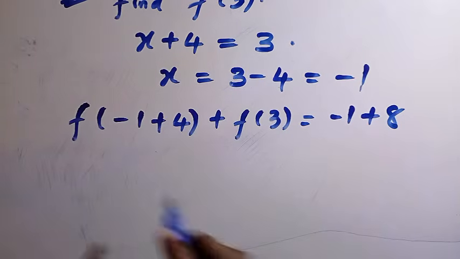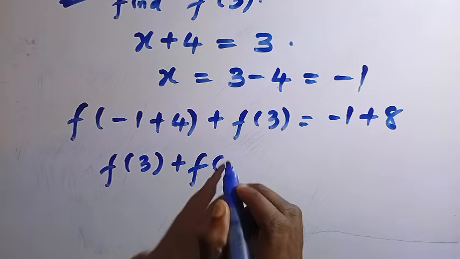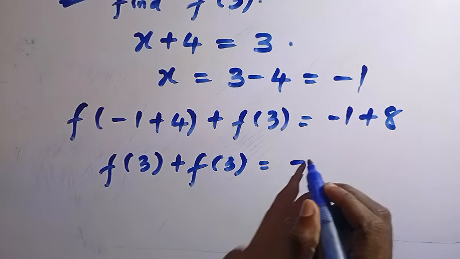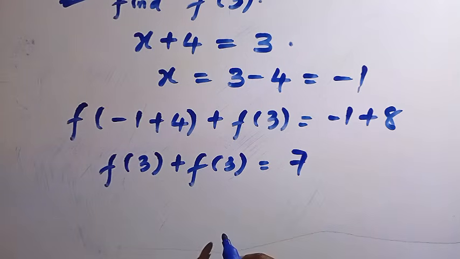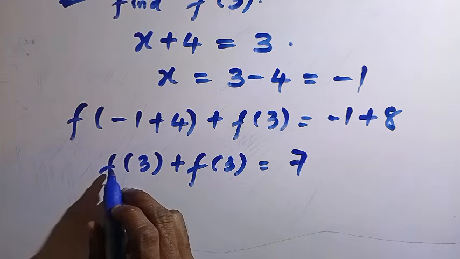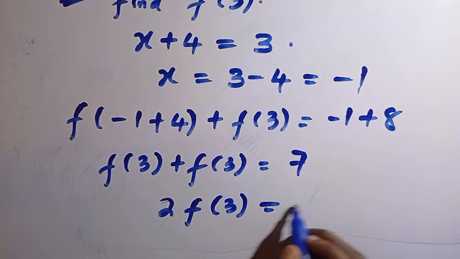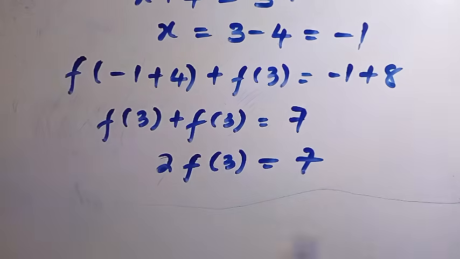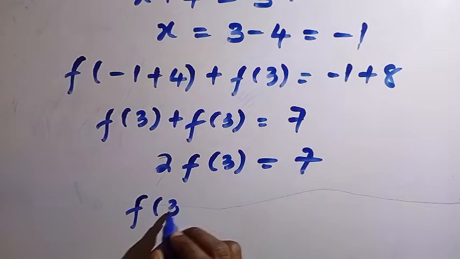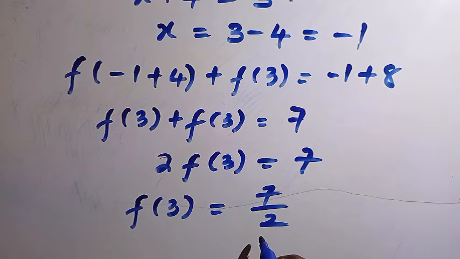So this gives us f of 3 plus f of 3 equals minus 1 plus 8, that gives us 7. Then f of 3 plus f of 3, that is 2f of 3, equals 7. By dividing both sides by 2, we have f of 3 equals 7 over 2. This is the first step we are going to take in this first method.